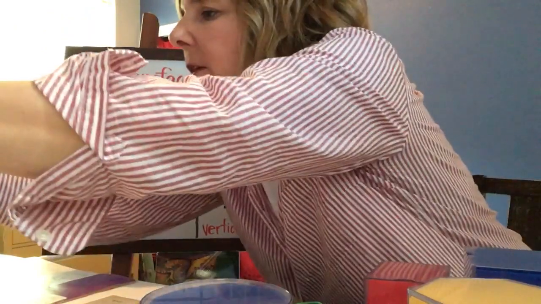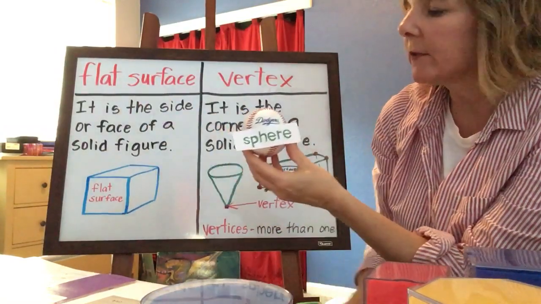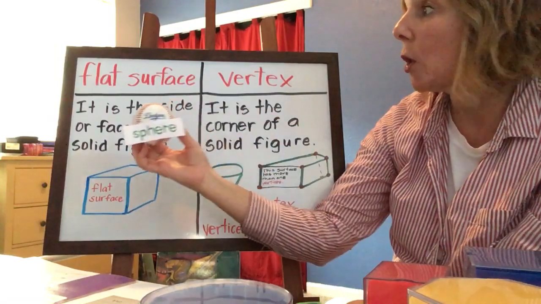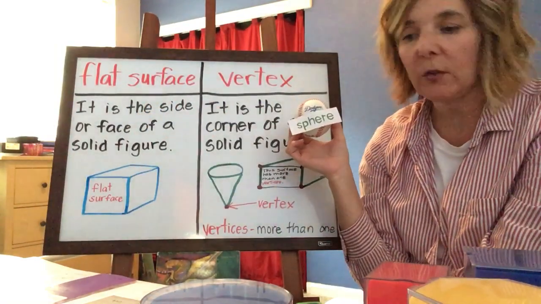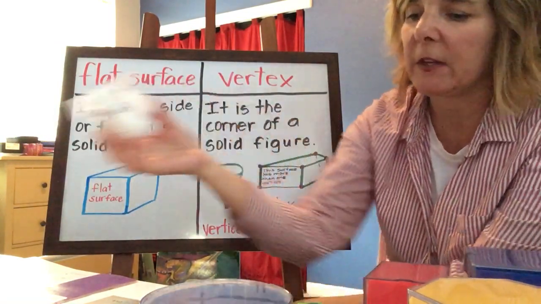Let's look at our sphere. I think I have the sphere over here. How can I describe the sphere using the word flat surface or vertices or vertex? Well, I can say it has no flat surface, and I can say it has no vertex or vertices. So I can use my words to describe my solid figures.